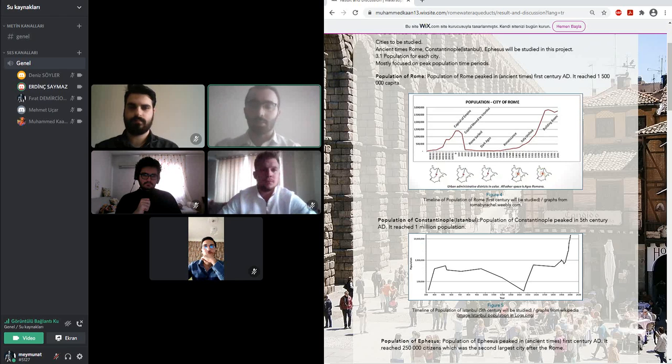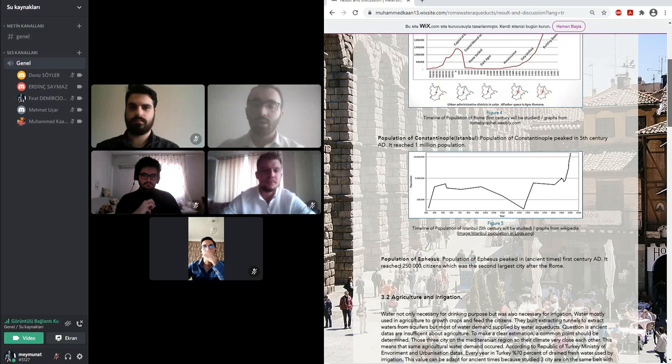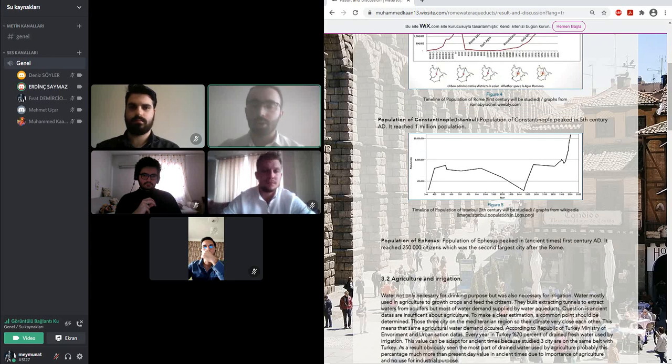Population of Constantinople peaked in the 5th century. It reached 1 million population. In figure 5, we can see the timeline of the population of Istanbul in the 5th century, changing with time. Population of Ephesus peaked in ancient times, in the 1st century. It reached 250,000 citizens, which was the second largest city after Rome. Thanks for listening.